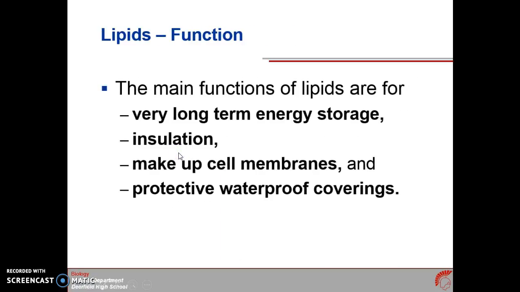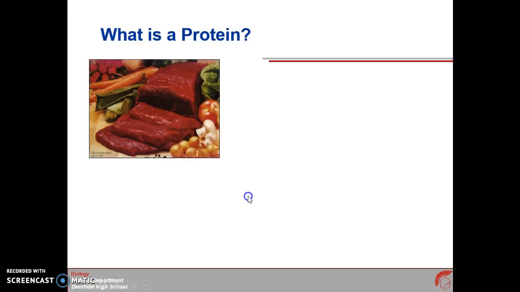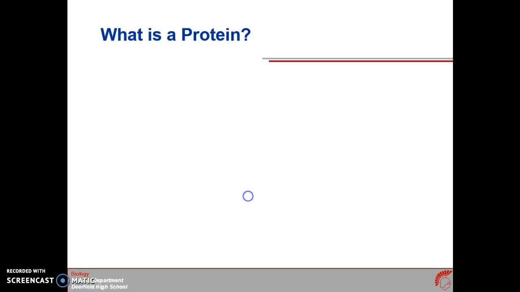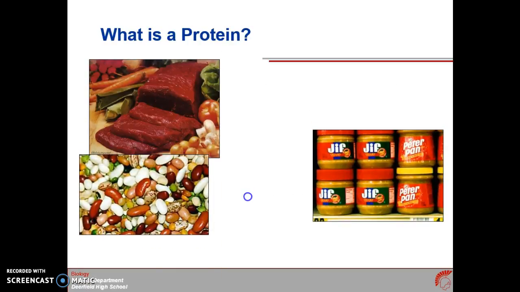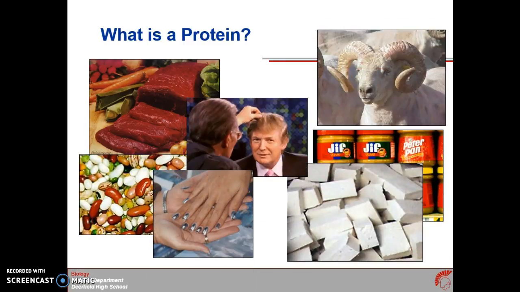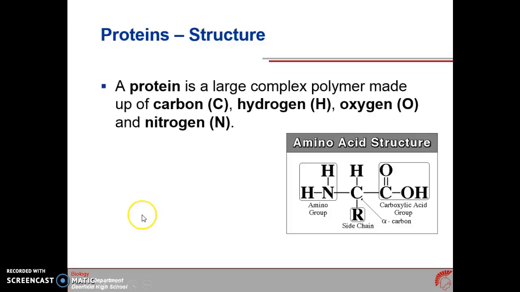So the main functions of lipids are long-term energy storage, insulation, warmth, and protection. They make up cell membranes, and they are protective waterproof coverings. So protection, insulation, and long-term energy. And then here are some examples of proteins, which are cheese, snails, hair, peanut butter, horns, meat, beans, etc.